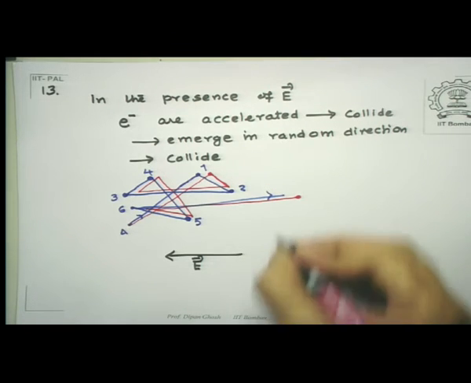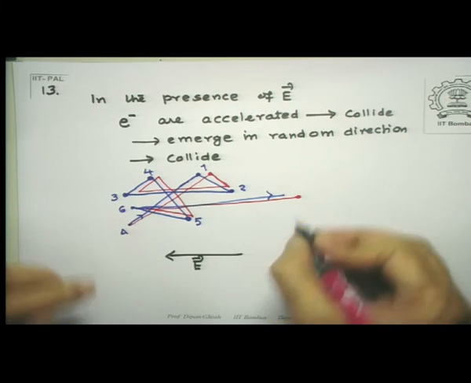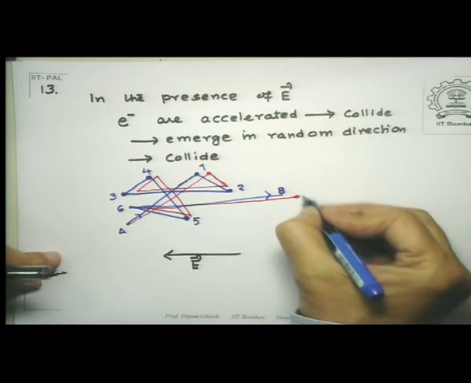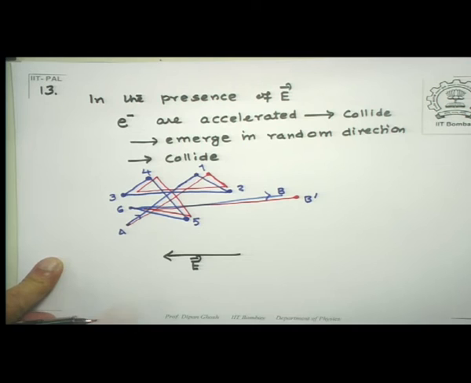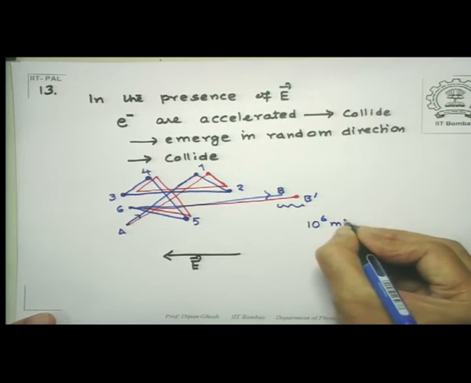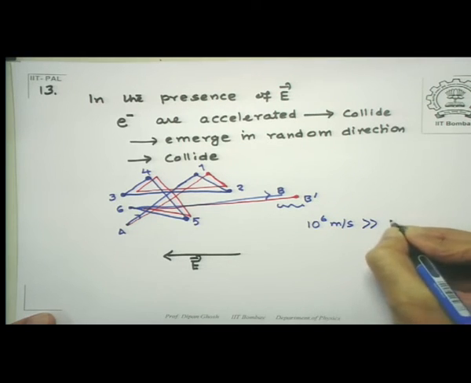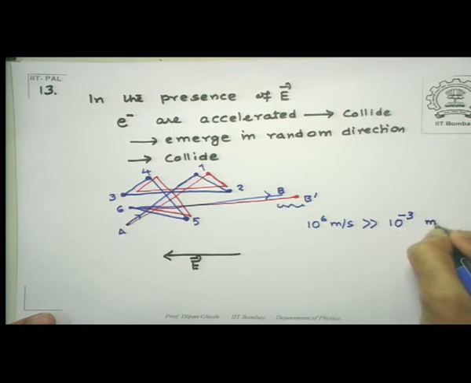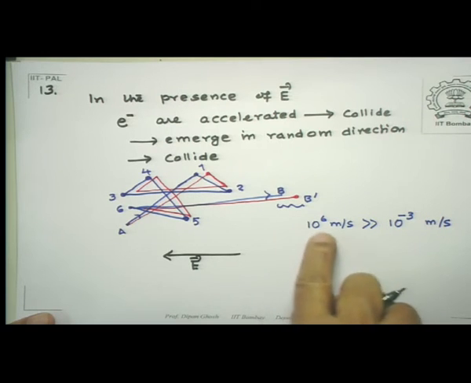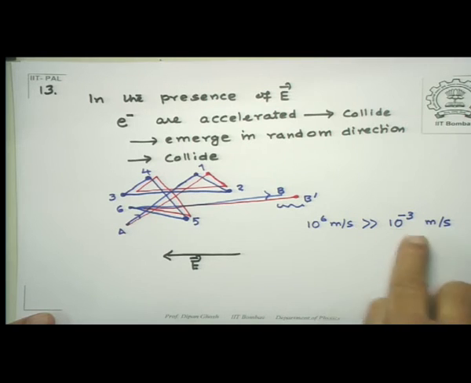So notice that instead of arriving at this point, let me call this original point where it arrived in the absence of electric field B, and this is going to arrive at B prime. So there is this slight drift in the direction of minus E, and we have seen that the electron velocity is about 10 to the power 6 meter per second and drift speed is a few millimeter per second. So the electron speed is greater than the drift speed by a very large factor.